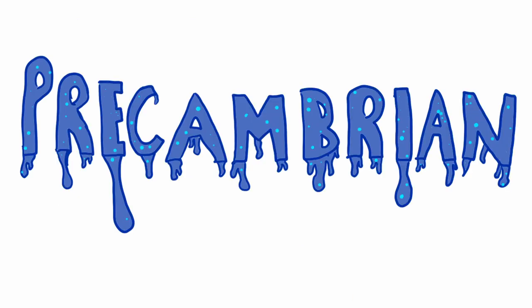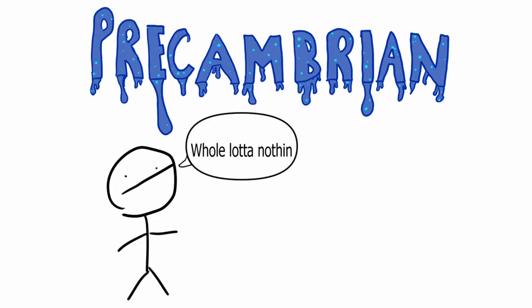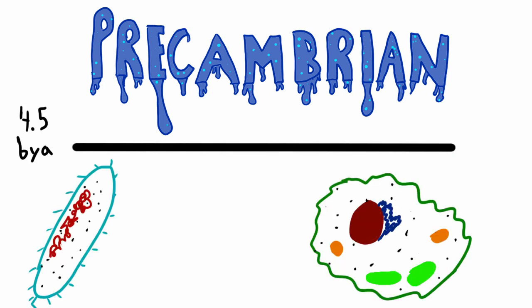The Precambrian, which is both a period and an era, was pretty boring because in terms of life, nothing happened for millions of years until some little single-celled fellas showed up. It was from 4.5 billion years ago to 541 million years ago.